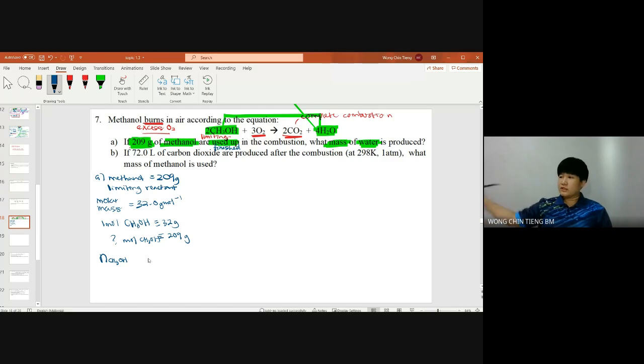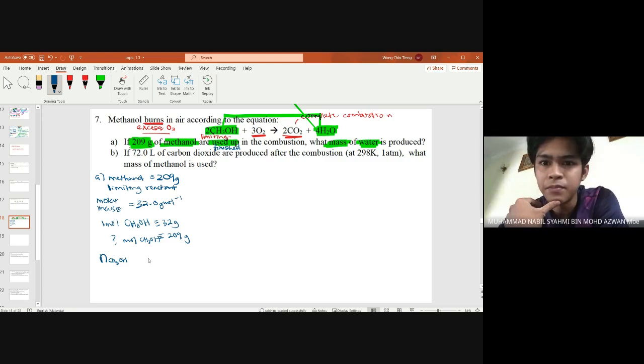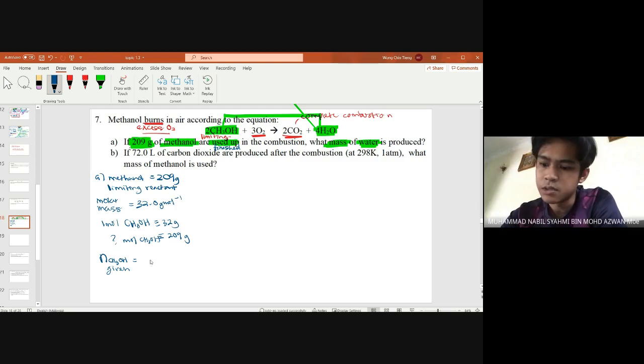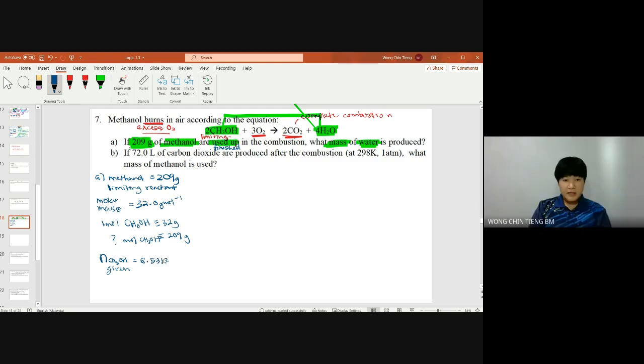Mole given or mole needed? Mole given. Mole given yang kita terima daripada soalan. Therefore, Nabil, what is the mole given? 6.5313. Okay. Guys, kalau dalam concentration kita banyak bermain dengan perkataan solute, solvent, solution.